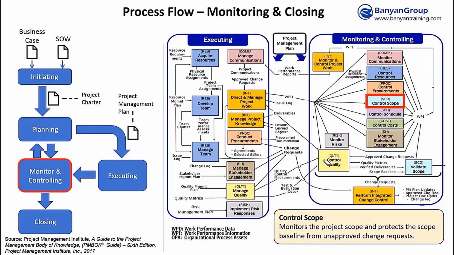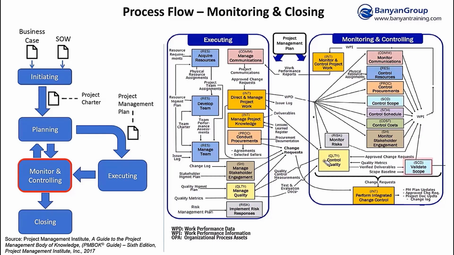Control scope is just about looking at the plan scope and seeing how we're performing against that. So you remember the work performance data, you see that coming out of execution. We're getting information from the executing processes saying what scope items have been completed. And we can compare that and see if in fact we're finishing the scope that we should have finished at this point in the project.